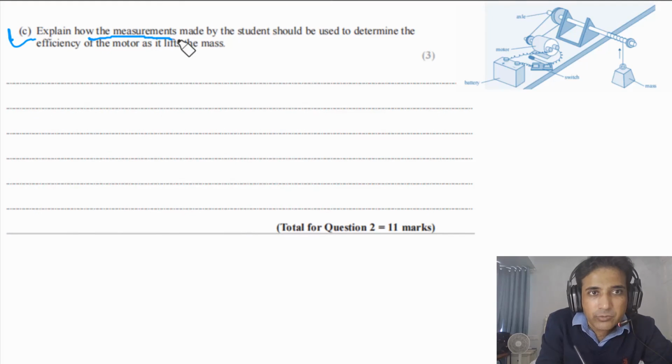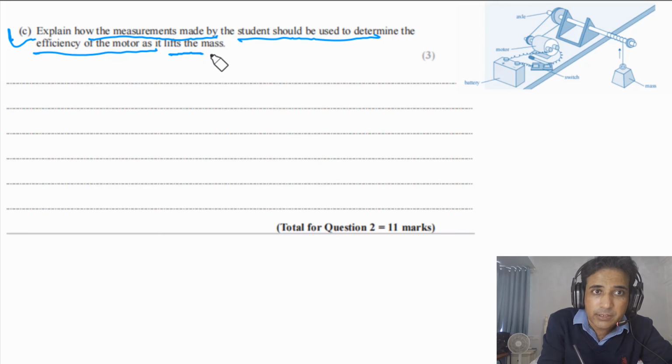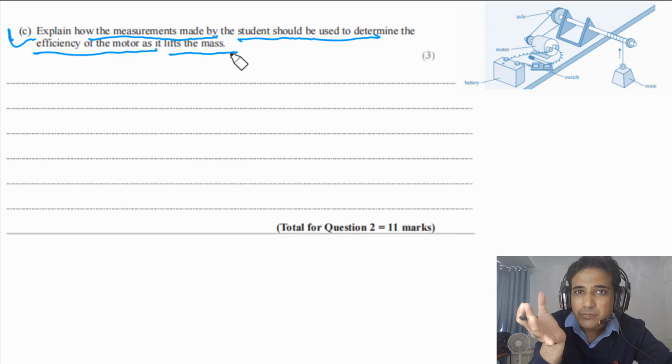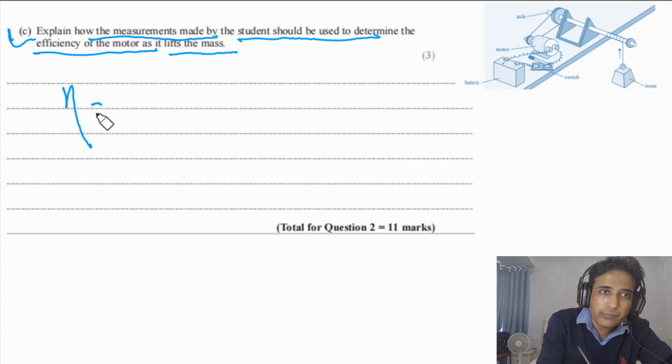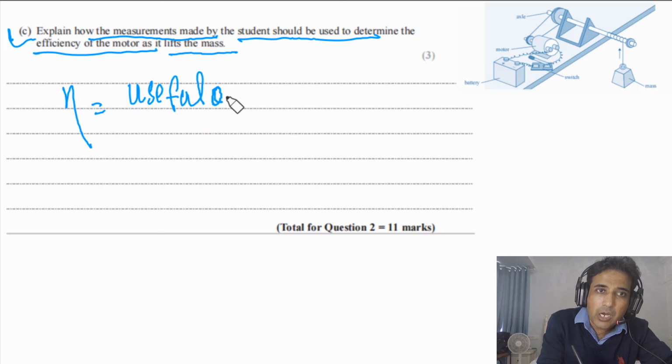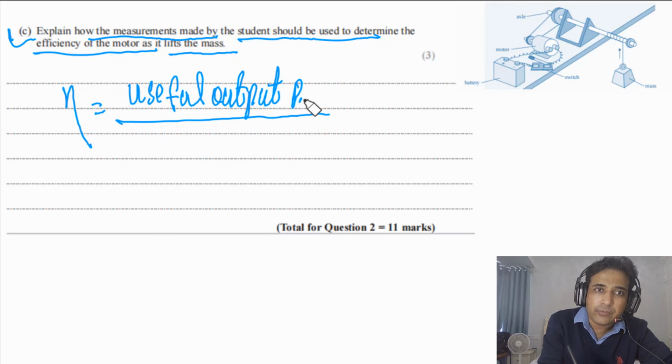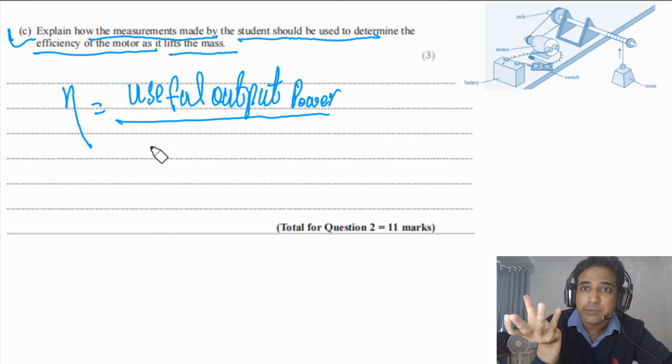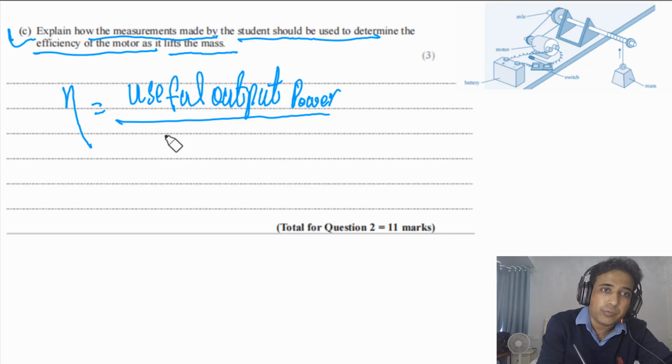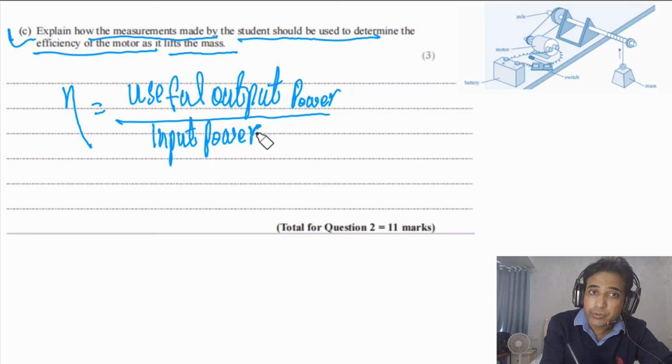Part C says explain how the measurements made by the student should be used to determine the efficiency of the motor as it lifts the mass. So pretty straightforward, the question is asking you to determine the efficiency. Simply we can say efficiency is equal to useful output power divided by total input power. The main idea you need to understand is that when we say input power, we are talking about total input power.